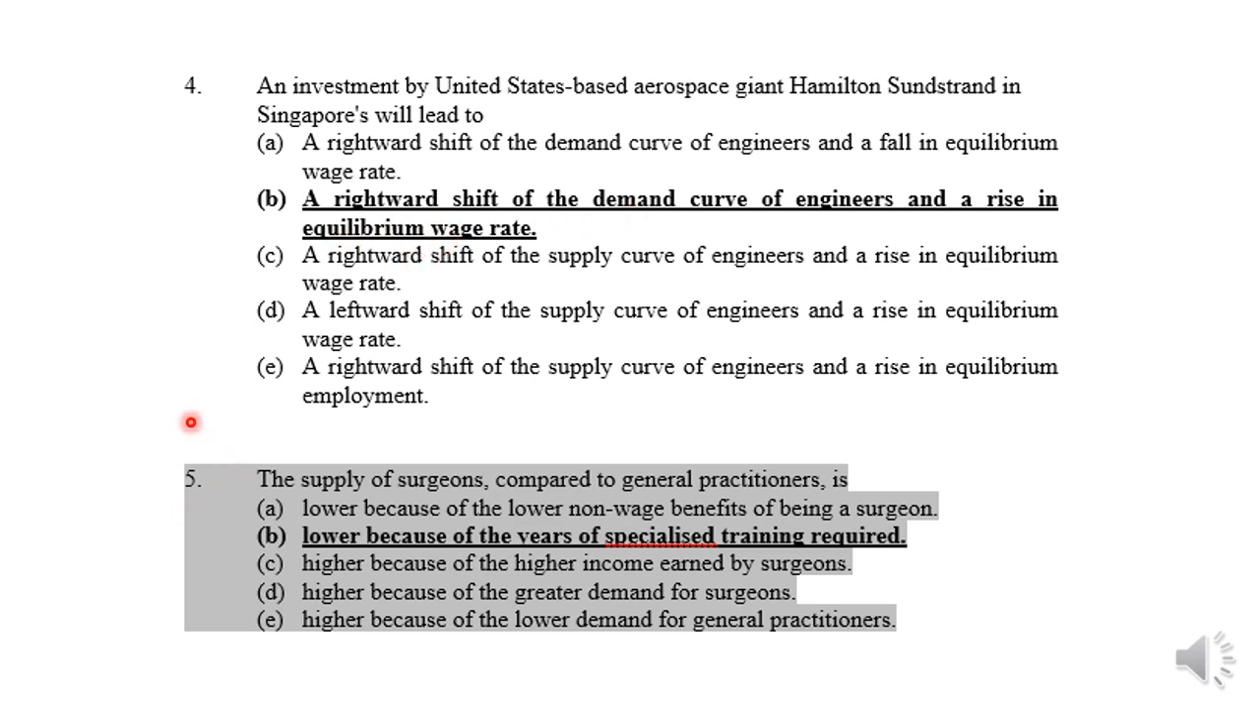Now, question 5. The supply of surgeons compared to general practitioners, your GP, is what? Now, the supply of surgeons, those who do operations, of course, is lower, because it takes years of specialized training. You just can't become a surgeon very quickly. Compared to a general practitioner, most doctors can be a GP, but they may not be able to be a surgeon, because for surgeons you need years of training and years of experience. So the supply of surgeons will of course be lower.